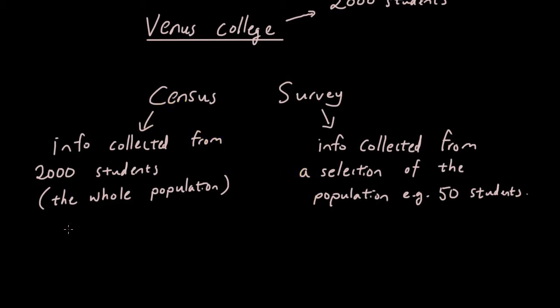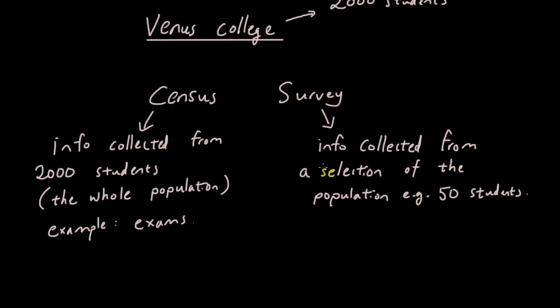So for a census, an example would be exams. Every student in this school probably has to do an exam to get their grades, and you're collecting information from them about how much they know.